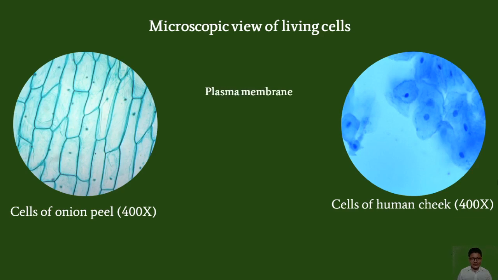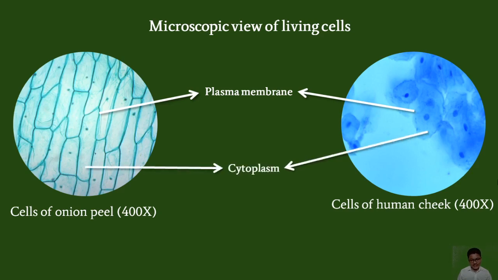We are able to find cell membrane in both of these cells. Likewise, cell membrane encloses cytoplasm. Both of these cells do have cytoplasm. Onion peel cell is a plant cell. Human cheek cell is an animal cell. Both are eukaryotic cells, right?